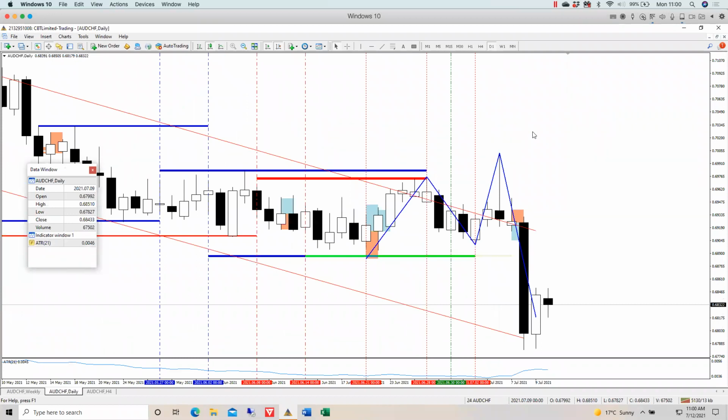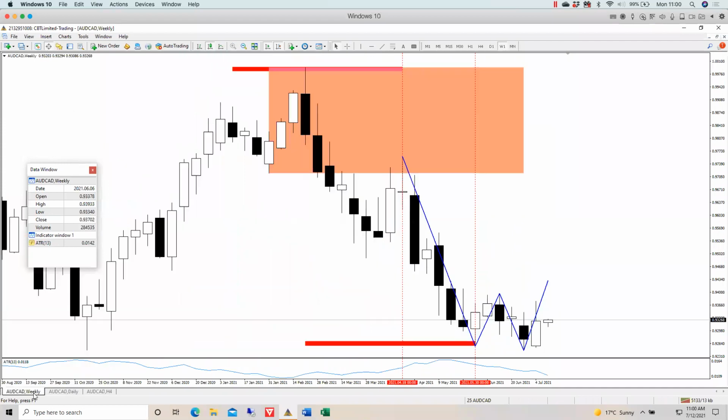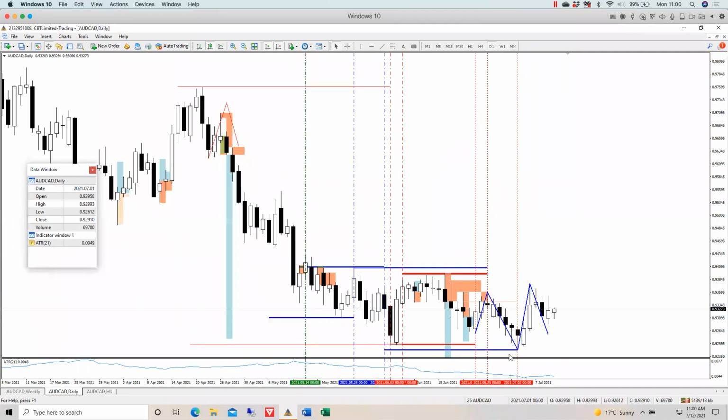So that's Aussie Swiss. Aussie CAD, first of all, weekly, look how the support level is very much respected. Nice double bottom over here, which actually was a potential setup for a bullish overlay. Just wondering why we didn't do any analysis on that over here. In any case, we'll talk about that another time. But this potentially should have been an overlay trade.